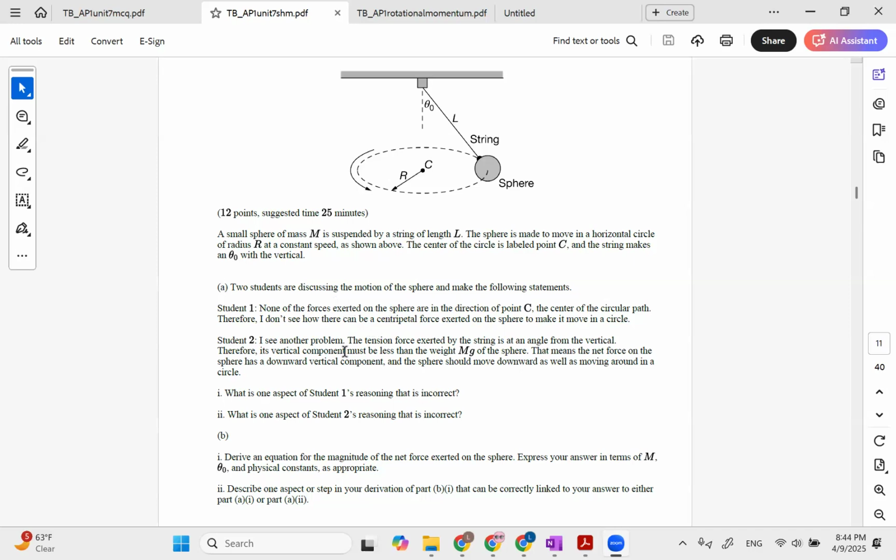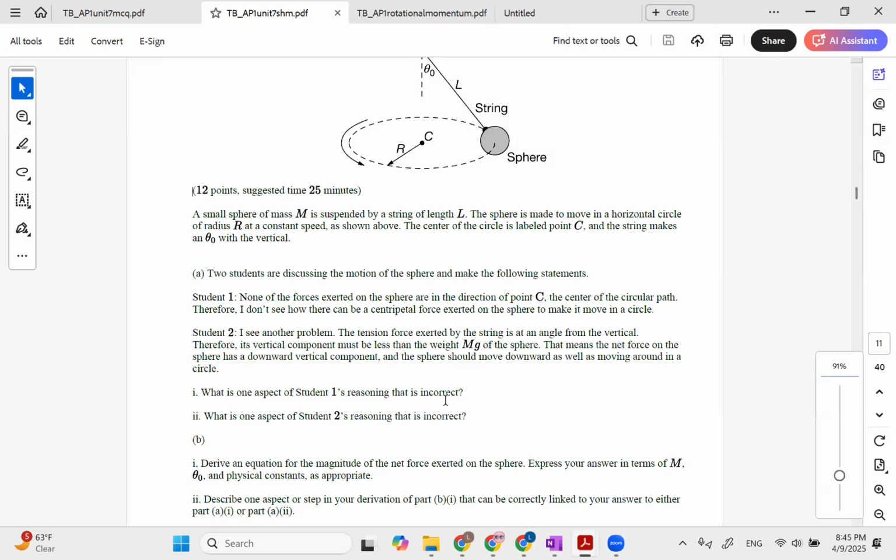Adana, what do you get for both? For the first one, I said that the second part of what he said, how there's no centripetal force to make it a circle, is incorrect because there's a horizontal component in the tension. And for student 2, I said that the vertical component must be less than the weight mg is incorrect because it's equal. And then the second part's also wrong because of that. Okay, thank you. Okay, so let's continue to talk about B.